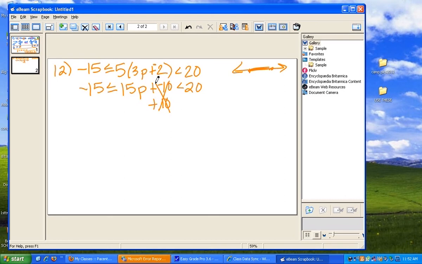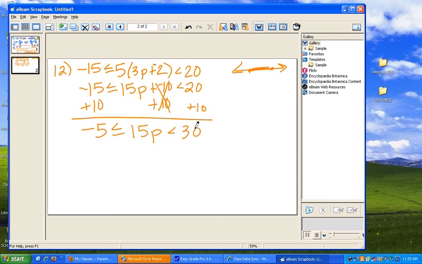But if I add a 10 to the middle section, what do I have to do? I have to add it to both other sides. I added 10 to the middle, and so if this was a problem like this, I would add it over here. And if it was a problem like this, I would add it over here. So I just do it as 3 steps at once. And negative 15 plus 10 is negative 5. Keep my sign. I still have a 15p. Keep my sign. 20 plus 10 is 30.